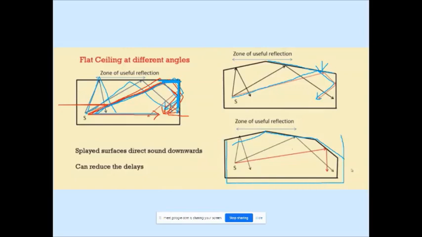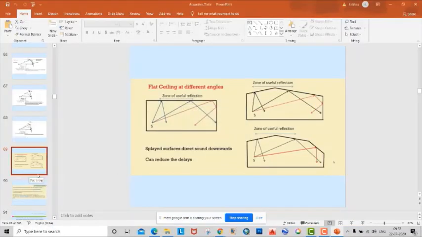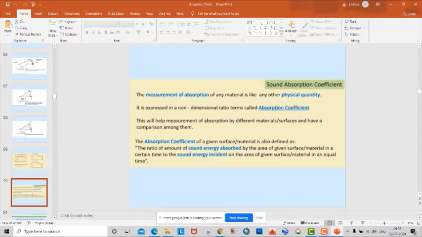Or if this is the ground floor or first floor and we have another floor above it, then we can provide a kind of false ceiling like that, right, to reduce the delay. So this was a kind of solution to avoid echo. We will discuss in detail later on in chapter number 3. Now this is our today's topic, that is sound absorption coefficient, right?